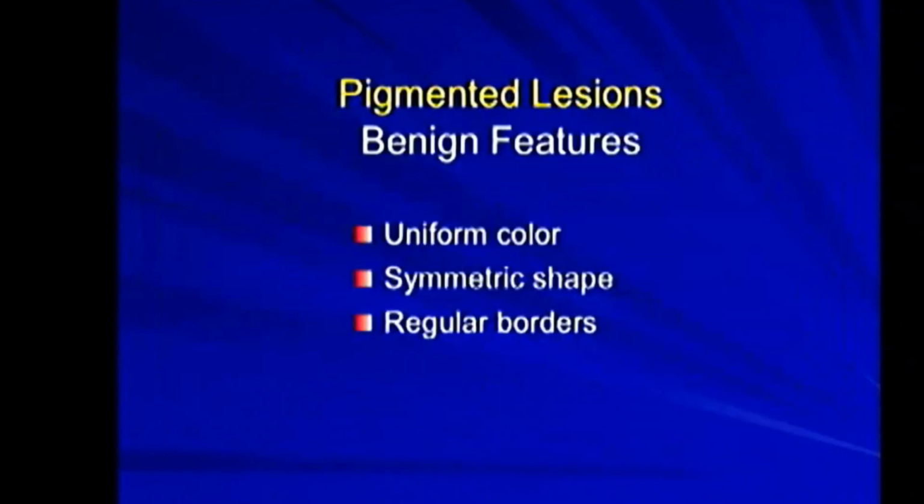Okay, we'll move now to pigmented lesions, mainly the benign ones. Benign lesions usually tend to have uniform color, symmetric shape, and regular border, like this one. And as you know, not all pigmented lesions are nevi. As we showed before, basal cell carcinoma in pigmented skin or dark skin like ours can be pigmented.